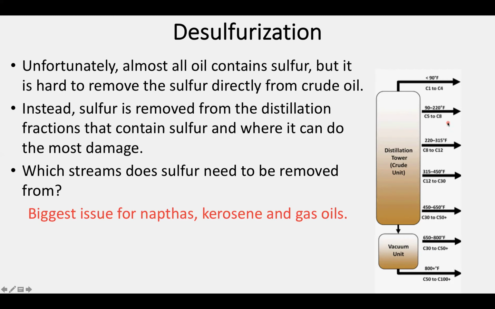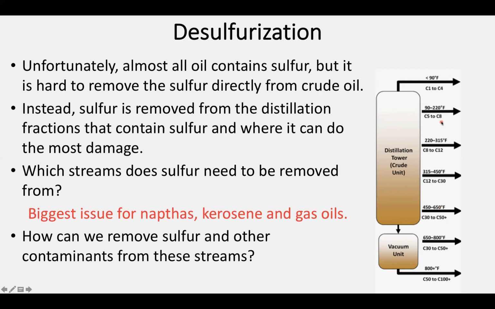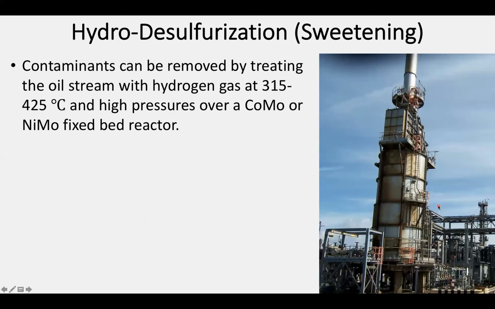So specifically our naphthas, so this is going to be our gasoline, our kerosene, and our diesel and fuel oils, because these are going to be burned and they will release sulfur oxides and hydrogen sulfides, which can do a lot of environmental damage. So now I need to figure out ways to remove sulfur from these streams.